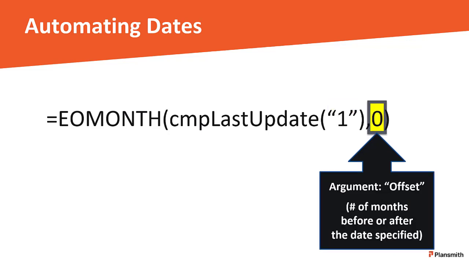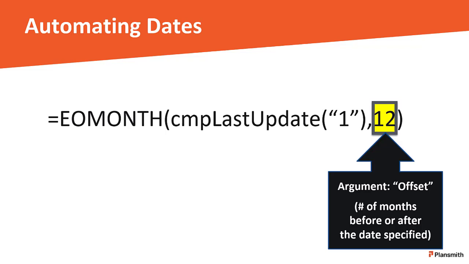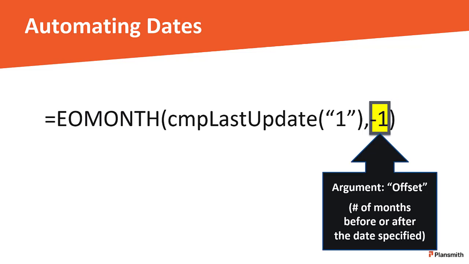The next argument is the offset. This argument actually works with the EOMonth function. That allows you to specify a number of months before or after the last Compass update. For example, if you wanted to have a report date from a year before the last update, you could put -12 rather than 0. Or if you wanted to have it a year after, just put 12. You don't need the plus sign. If you wanted to have last month, that would be -1. So you can really do a lot once you have this formula built in, and you can copy it and change those.